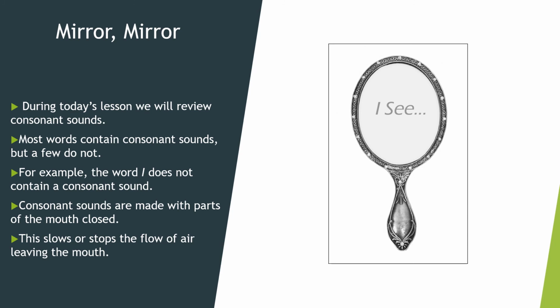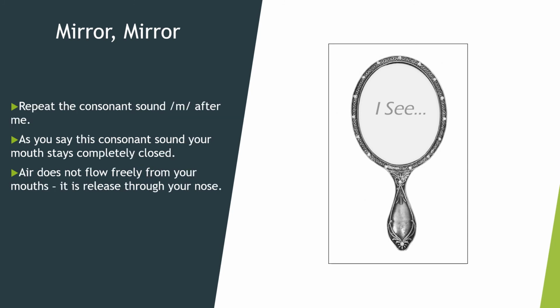Consonant sounds are made with parts of the mouth closed. This slows or stops the flow of air from leaving your mouth. Let's practice. Repeat the consonant sound after me. As you say this consonant sound, your mouth stays completely closed. Air does not flow freely from your mouth. It is released through your nose. Let's say the sound again.